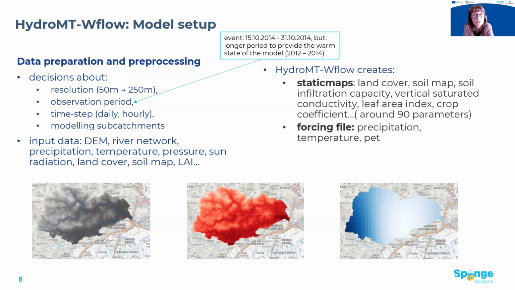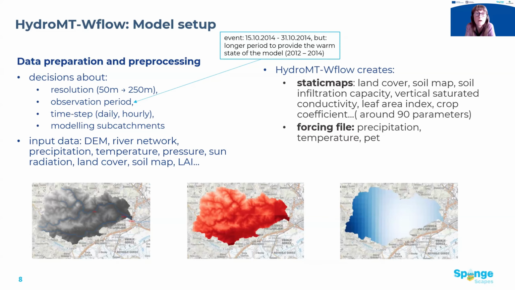Our input data were a digital elevation model, a river network, several meteorological variables, and then land cover, soil map, and so on. As already mentioned, HydroMT creates 2 files. One is static maps, and it's time independent. It contains around 90 parameters. And the other one is forcing file, where we can find hourly data on precipitation, temperature, and potential evapotranspiration.